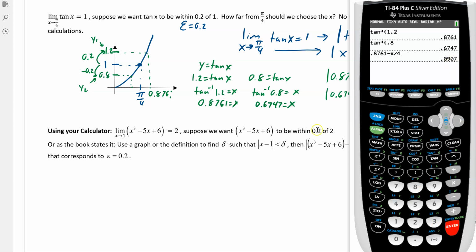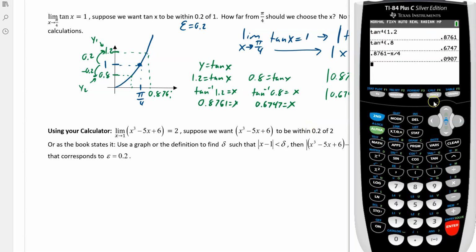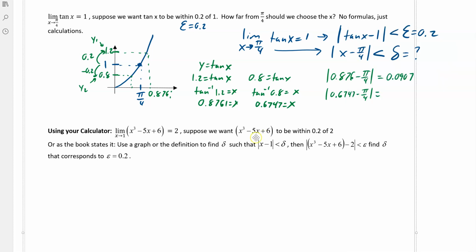So that one is 0.0907. And then we do the other one. So let's scroll back up and grab it. Minus second pi divided by 4. Hit enter. And it's negative 0.1, but the absolute value turns it back positive. So 0.1107. And so that means our delta has to be the smaller of the two.